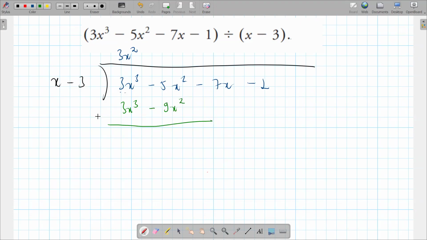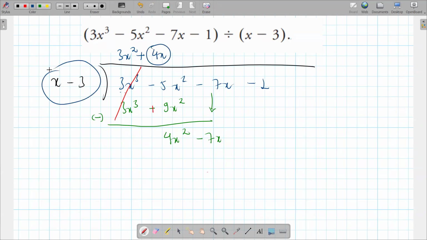And again, we're doing long division, so subtract. This cancels out. This becomes a plus. -5 plus 9 is 4. Once you cancel something, you're allowed to bring the next guy down. Again, rinse and repeat. X times something is 4x squared. What is it? 4x, so positive 4x. So plus 4x, and then you're going to multiply 4x with the entirety of the divisor.